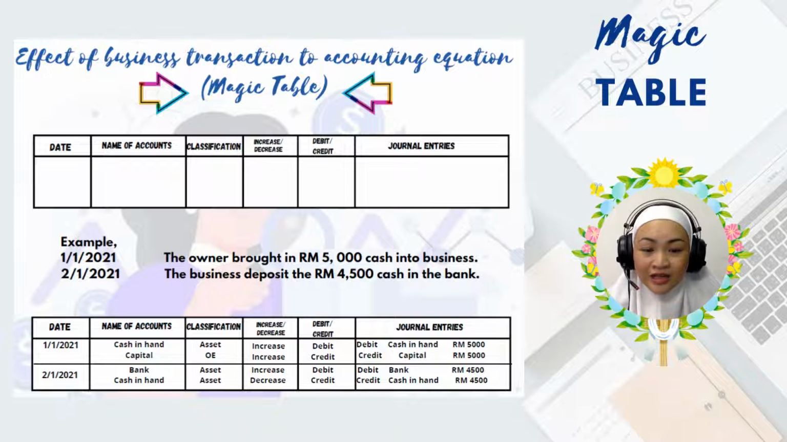This is called a magic table because students can easily identify the journal entry for each transaction.